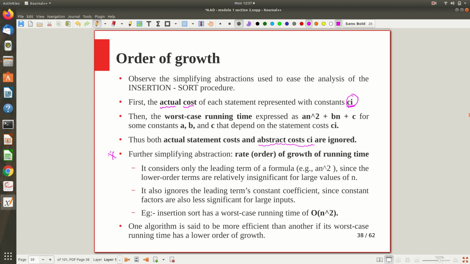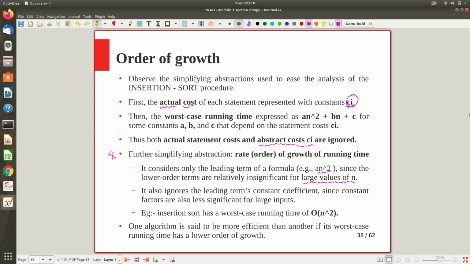Here, I can say that it is trying to express the rate of growth of the algorithm's running time, or the order of growth of the algorithm's running time. The first point is that it considers only the leading term of the formula. So what is the leading term of the formula? In our example, it is a n square, right? Just focus on that, since the lower order terms are relatively insignificant for large values of input.